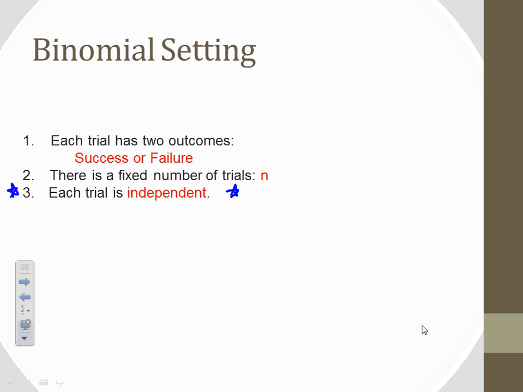Or a lot of the settings we saw where we didn't replace the previous information, that's going to be out, because as you take something out of the group, you're changing probabilities, which means that one thing is affected by the next. So this independence is going to be important. Independent means one thing does not affect the other. And then the fourth thing, the probability of success must be the same. It's very similar here in that when we did the non-replacement, probabilities were constantly changing.